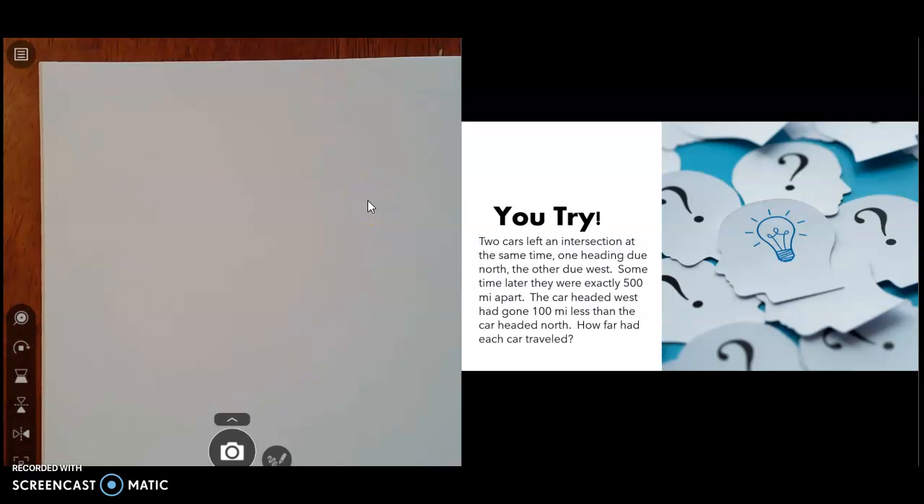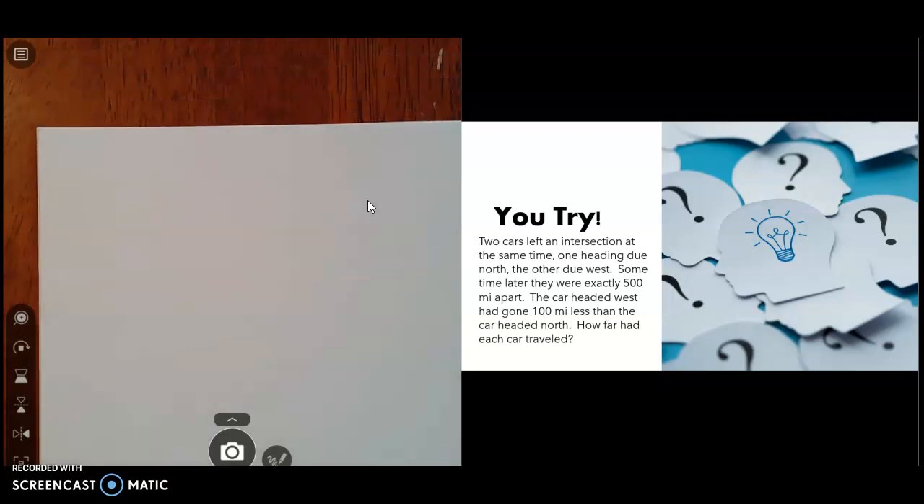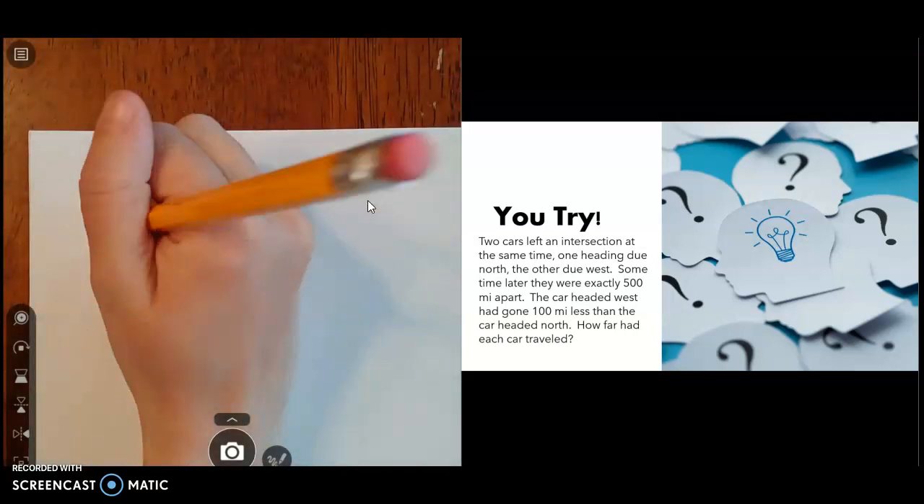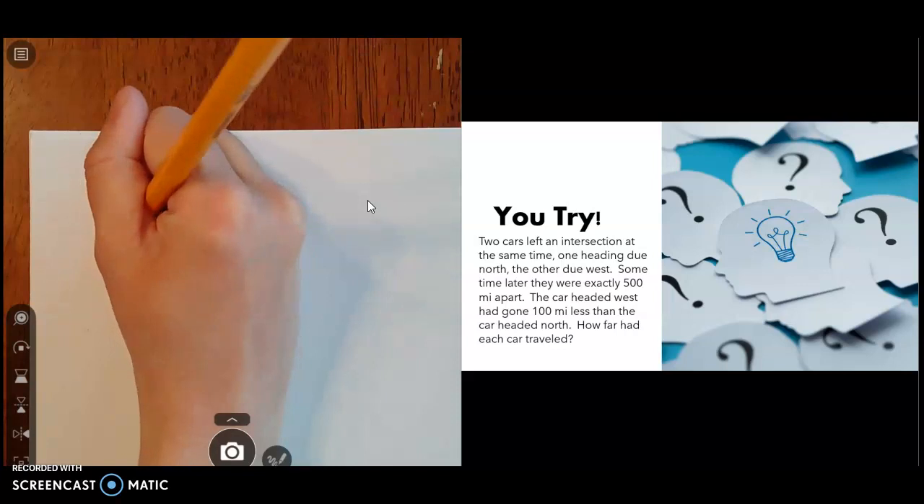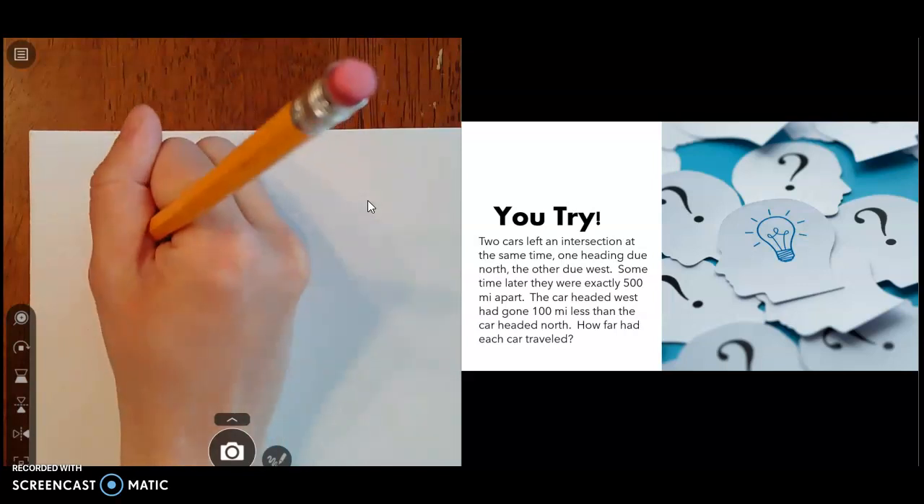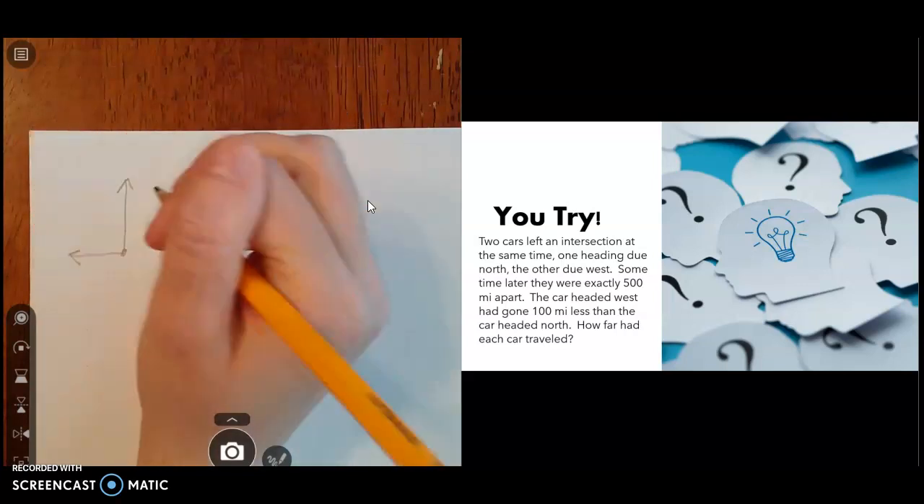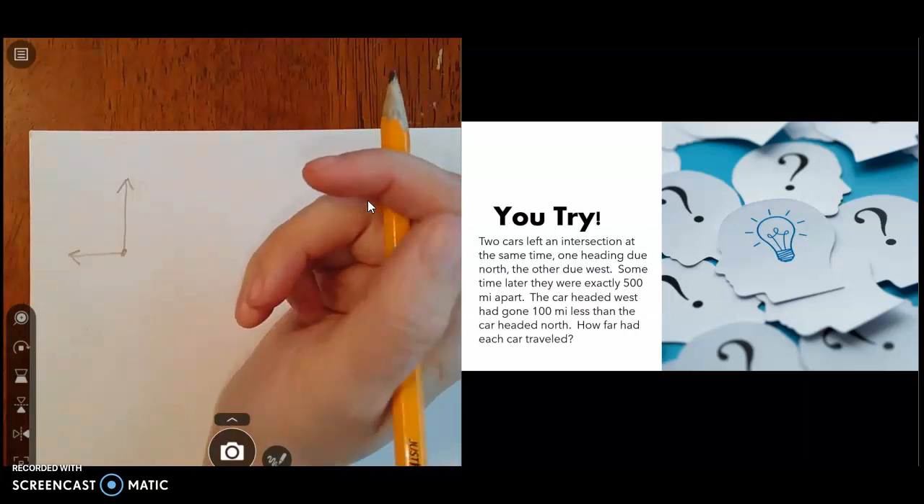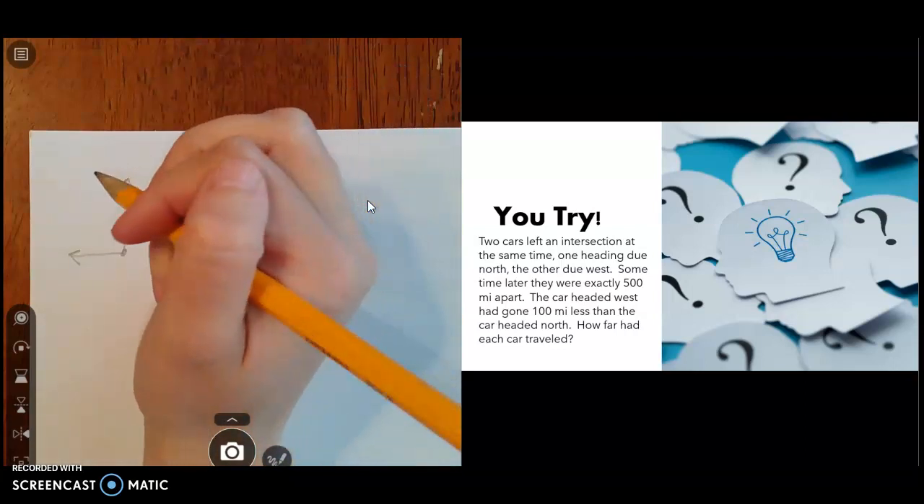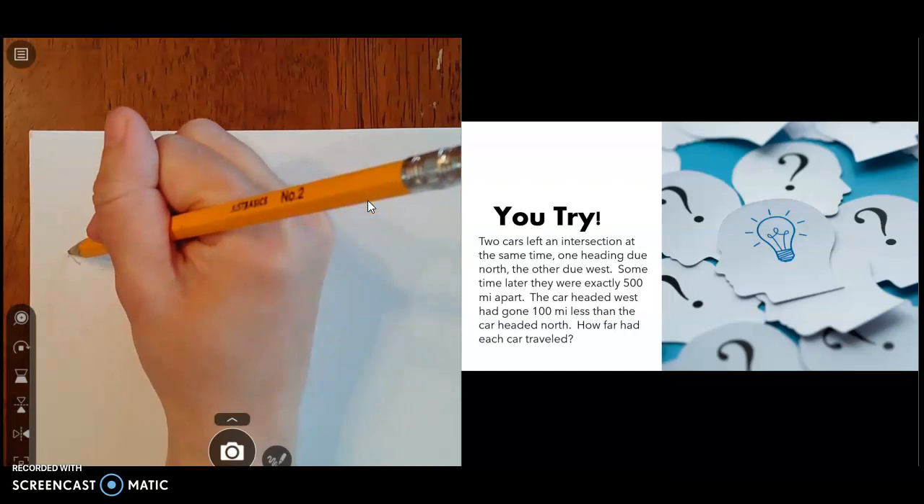Hi, you all just finished a U-Try where you got to solve an application problem, and it happened to be one of the Pythagorean Theorem application problems. The problem says there are two cars, they left an intersection at the same time, one heading due north, the other heading due west. So here's our intersection, one's heading north and the other one is heading west. Sometime later they were exactly 500 miles apart, so they had a long trip.